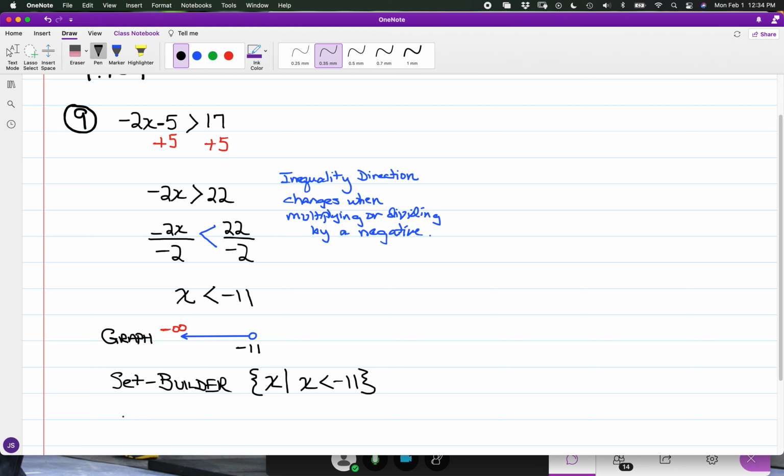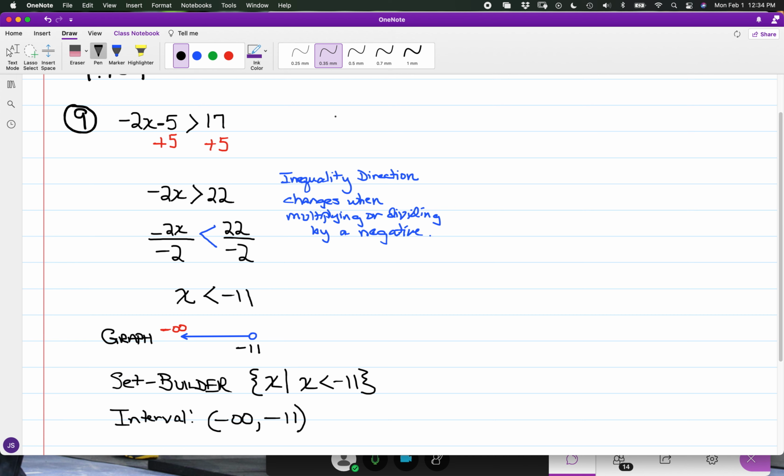And for the interval solution, again, this is our parentheses and brackets notation. In this case for the interval solution, the lower limit is approaching negative infinity, and the upper limit is approaching but not including negative 11. So we're going to have the use of parentheses throughout.